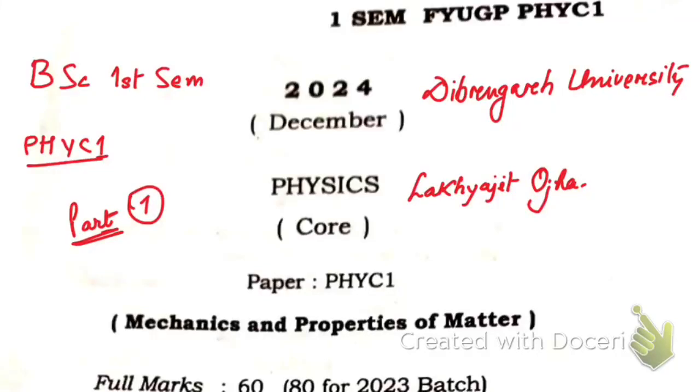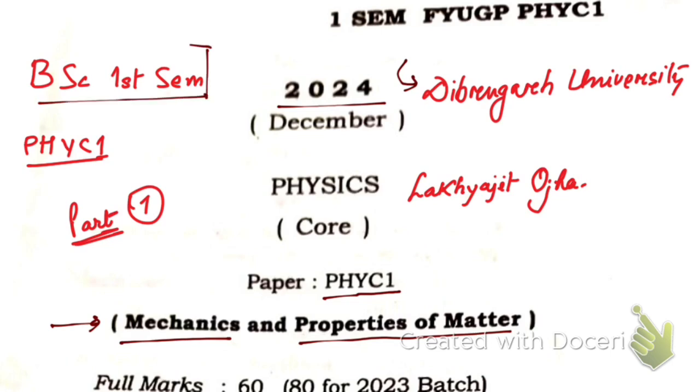Hello friends, in this video today we're gonna solve this paper, Mechanics and Properties of Matter, paper PHYC1 2024. Dibrugarh University, BSc 1st semester. This is part 1. This paper will be completed in 4-5 videos, because I can't complete it in a single video, as the video would be too long.